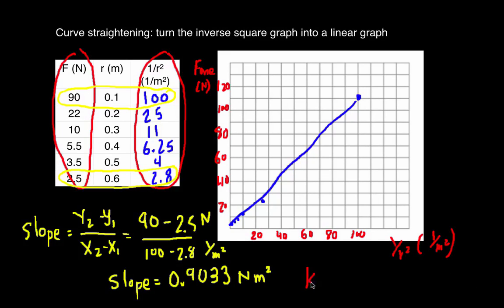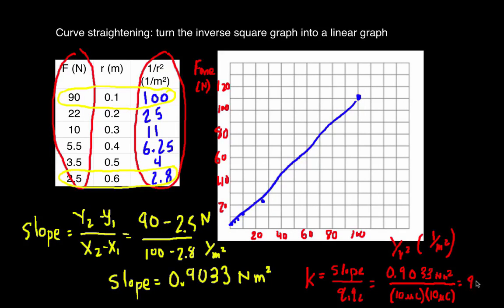This gives us k equals the slope over q1 times q2. And from the original example, we see that both the pith ball and the rod had a charge of 10 microcoulombs, so k is equal to 0.9033 newton meters squared divided by q1, which is 10 microcoulombs, and q2, which is 10 microcoulombs. This gives us a k value equal to 9 times 10 to the 9 newton meters squared per coulomb squared.